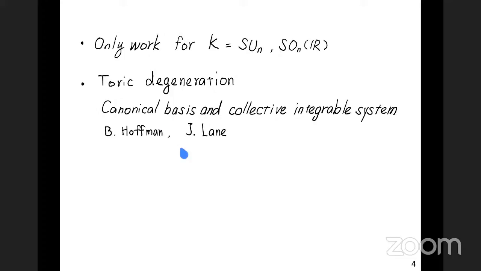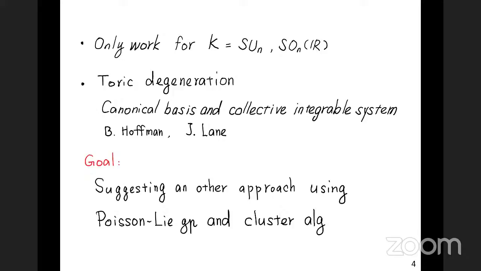So the talk today is trying to suggest another approach using Poisson Lie groups and cluster algebras to construct global action angle coordinates for compact Lie groups. But at this moment, it only works for SO(n) and SU(n). Actually, the old work with Antoine and Jeremy is for SU, and in the ongoing project with Xiaomeng, we're trying to use some other method to generalize it to SO, and hopefully we can do it for Sp.